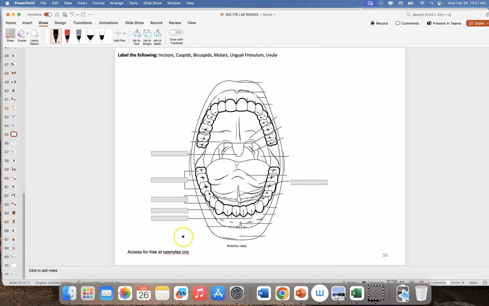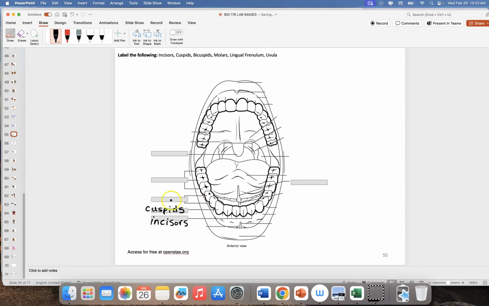If we go ahead and start with the types of teeth, we'll start with these teeth in the front here. These are going to be our incisors. And then next we have these teeth here on either side. Those teeth are known as the cuspids, or sometimes they are called canines.